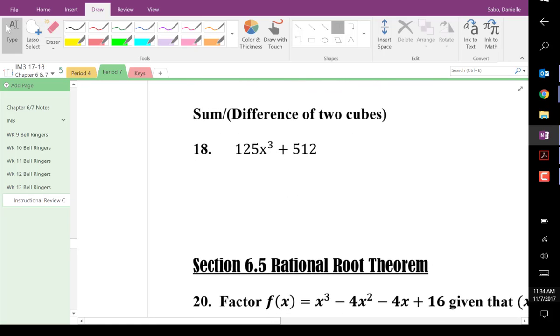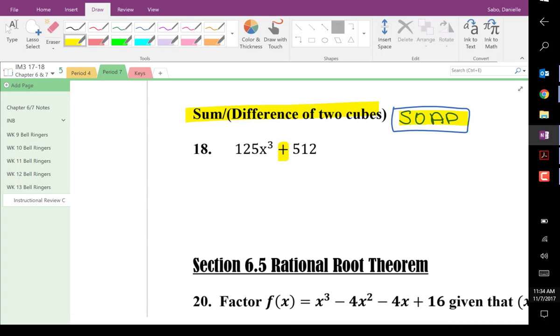This one you guys also like because it's pretty straightforward. Multiple choice on the exam, you are going to be able to cross off a couple of these ones for this one, because remember, it's SOAP. Same sign, opposite sign, always positive. Always use SOAP for difference of 2 cubes or sum of 2 cubes. Okay? I'm even going to highlight that and highlight the sign so you know that it has to do with the sign.